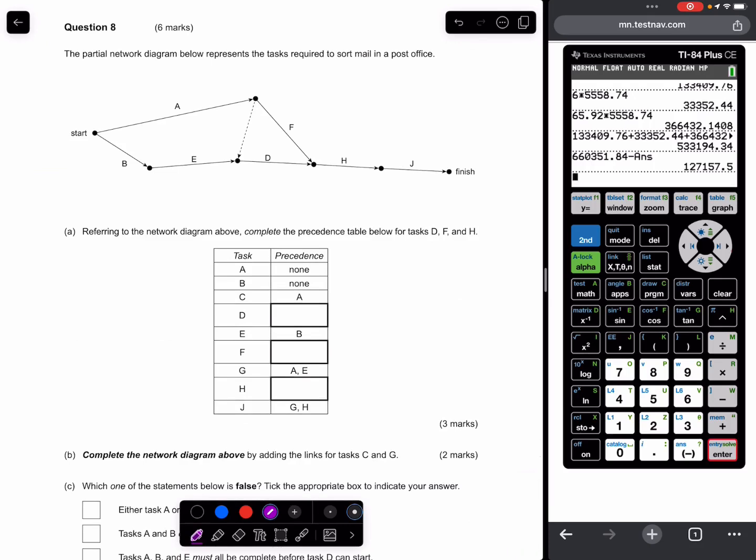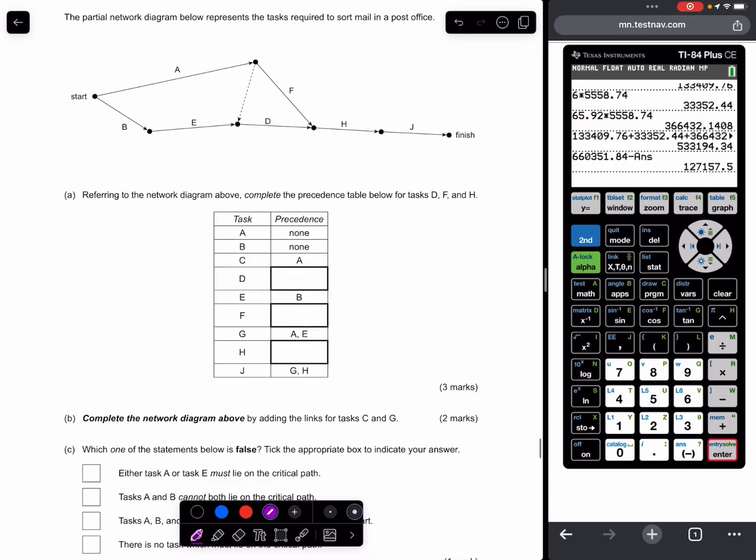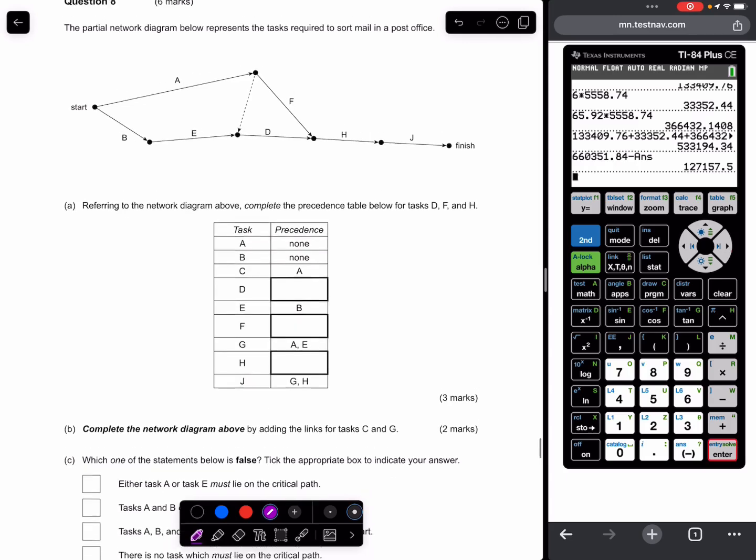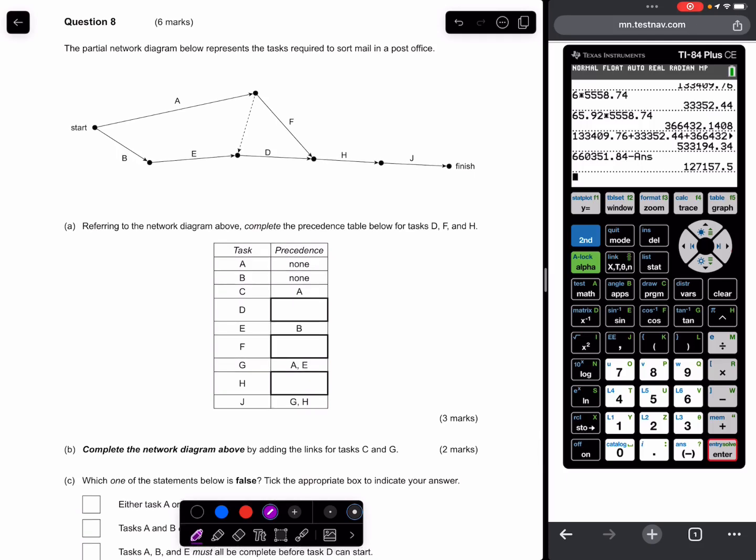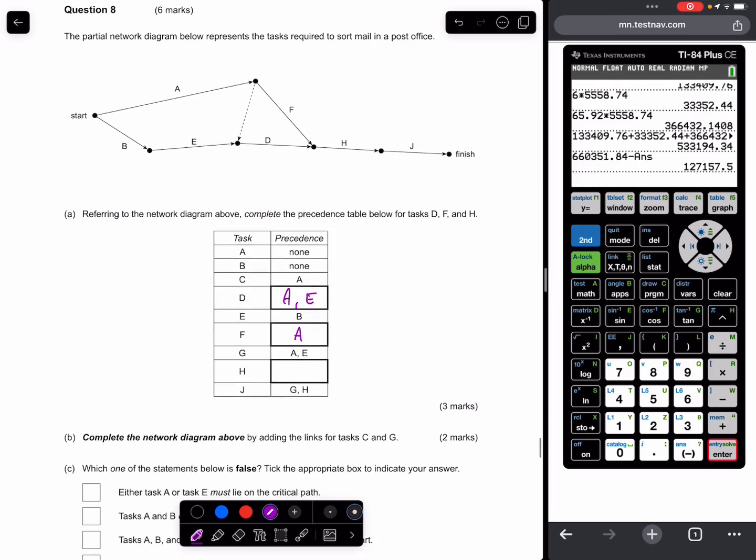Partial network diagram below represents the tasks needed to sort mail in a post office. Complete the precedence table below for tasks D, F, and H. D requires A through a dummy link and needs E directly. It requires B, F. What does F require? F only requires A. H requires D and F.